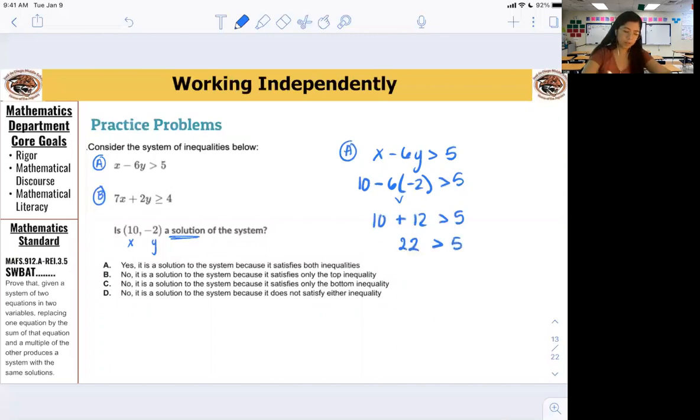Yes. So my question was, if it's a solution, what does it have to do? It has to satisfy both equations. And by that, I just mean that it has to create a true statement. So here, 22 is greater than 5. That is a true statement. That means that it satisfies equation A. But we also have to check equation B because it has to be able to satisfy both. Not just one, but both.